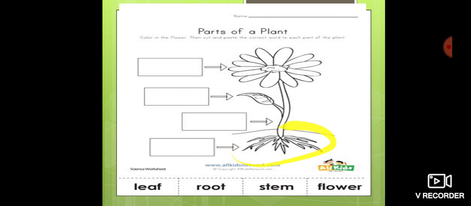If you remember, what was this? Leaf or root or stem or flower. You can choose which one and put it here in the box. And that part is the stem. I need you to choose the stem and put it in that box. And what is this part called? Choose its name from here and put it in this box.